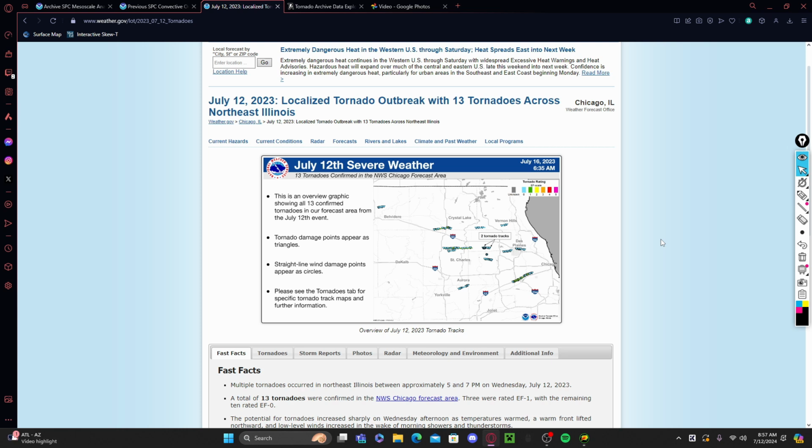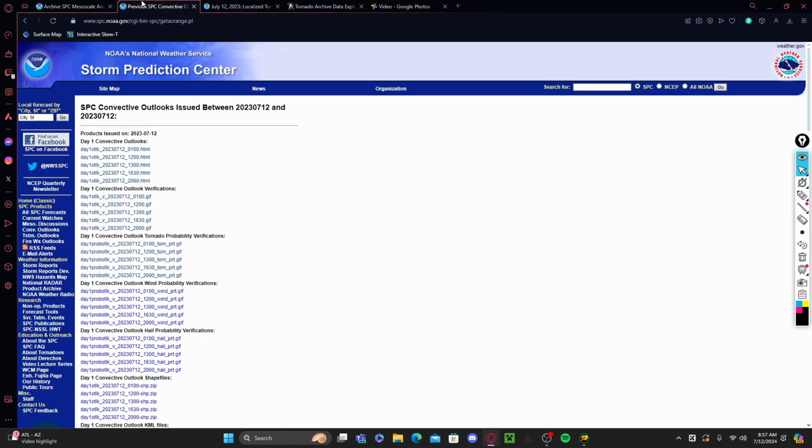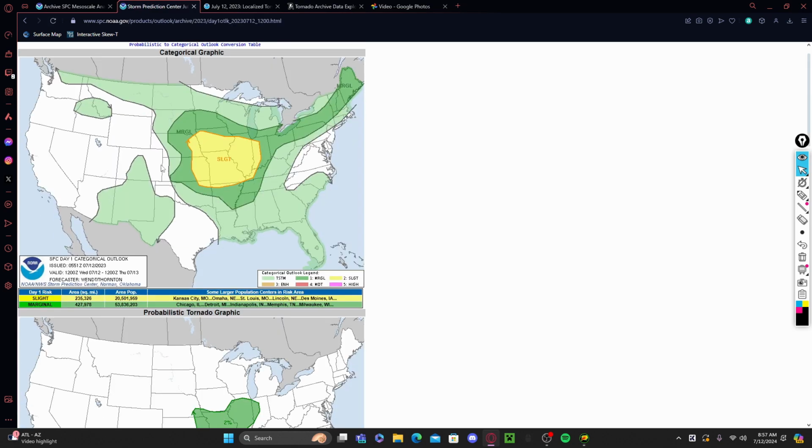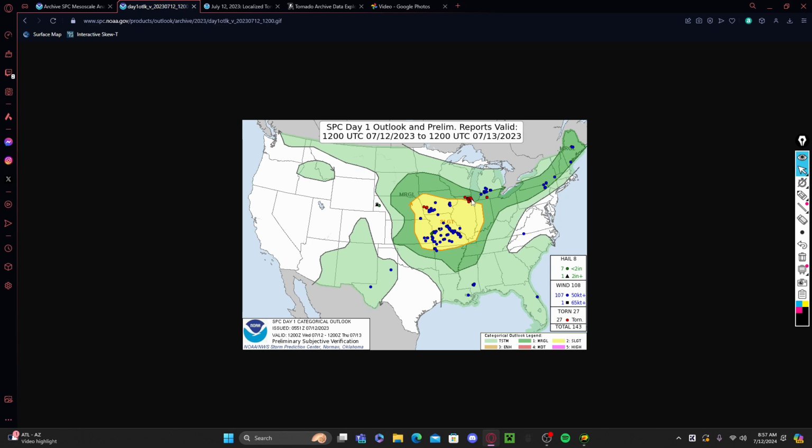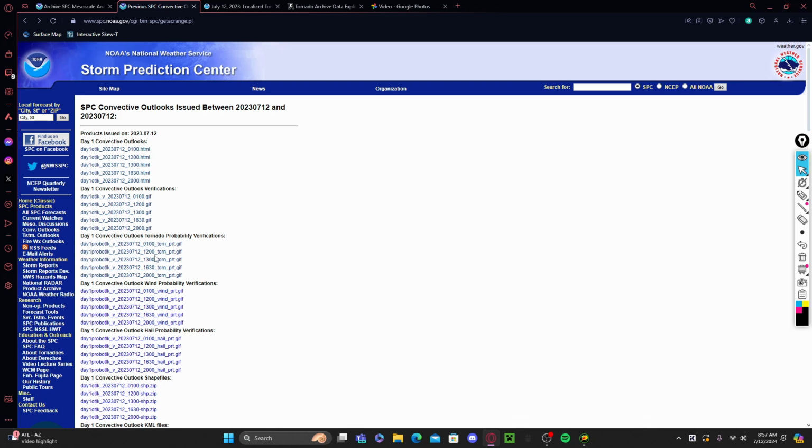This was a day that kind of came out of nowhere. The outlooks show this as well. You can see right here, here's our 12Z outlook and our risk area, which there are reports as well. That tornado area wasn't even in the 2%; most of these reports weren't even in that 2% risk. This is kind of a sudden change that occurred very quickly.